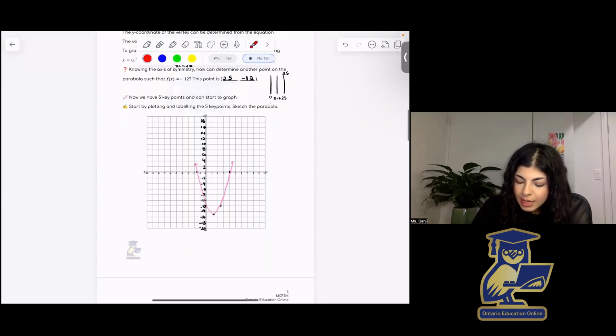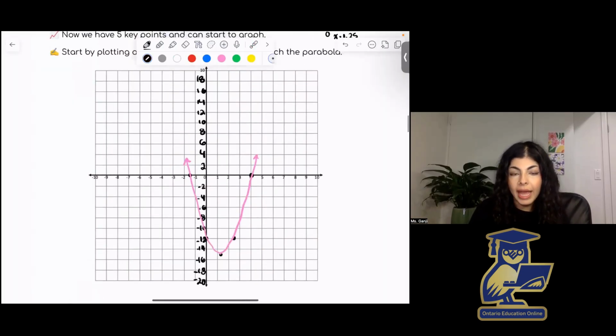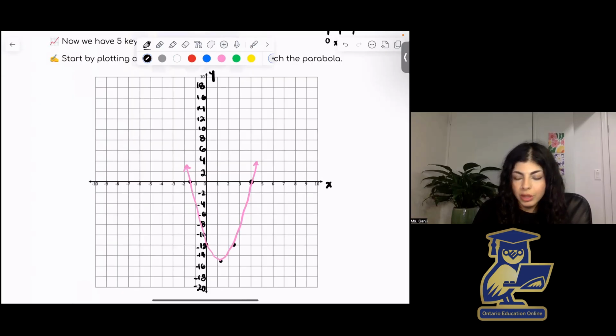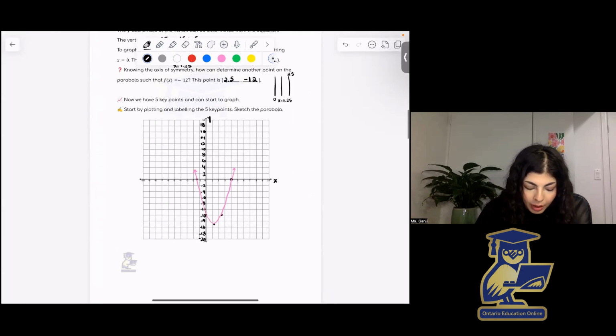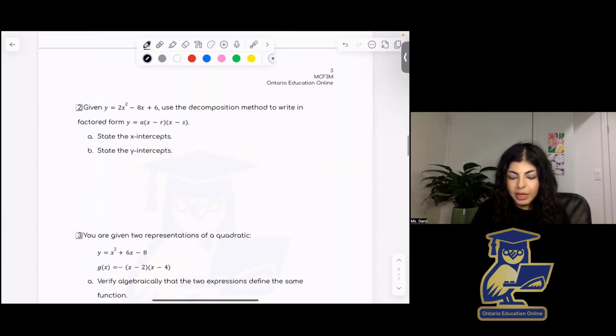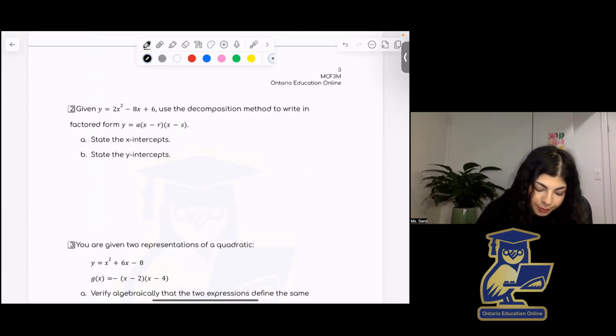And one last thing, and don't forget this, we will label x and y, and these graphs that I have copied for you don't come with that, so make sure you are labeling them. Now, looking at this next example, we are given a function and asked to use decomposition to write it in a factored form. So try this now.